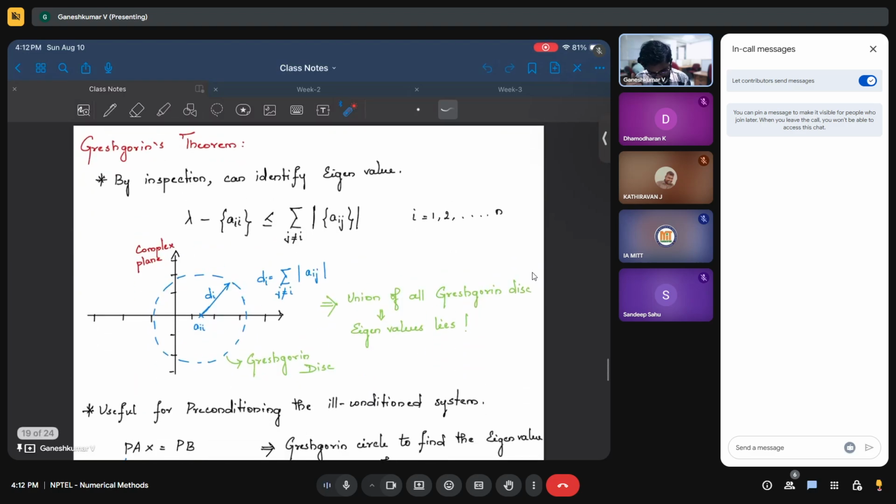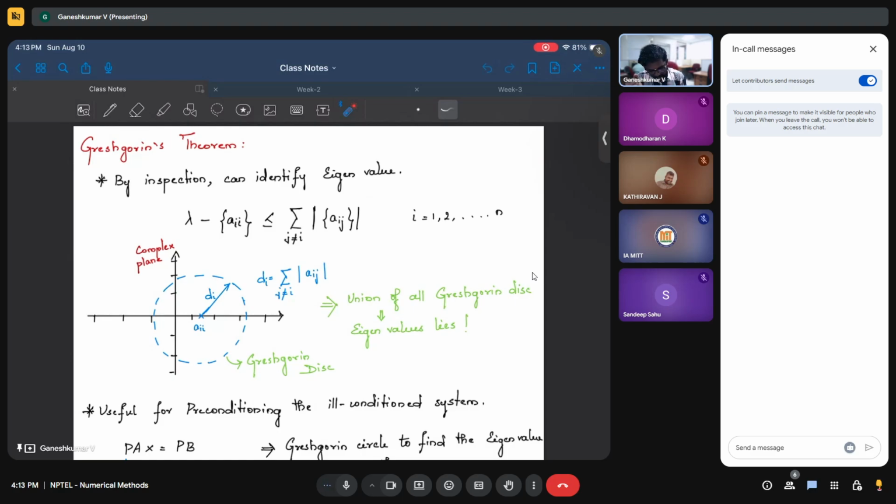So then we saw something called Gershgorin's theorem. In Gershgorin's theorem, you can just inspect the matrix and see whether you can find the eigenvalue, or you can just identify the space in which the eigenvalue is going to be present.